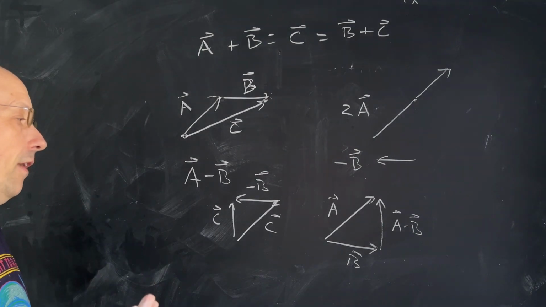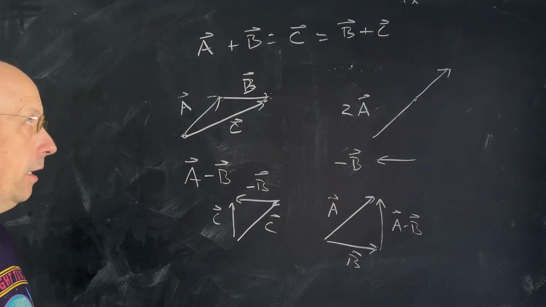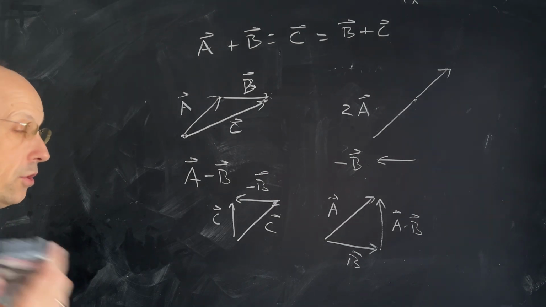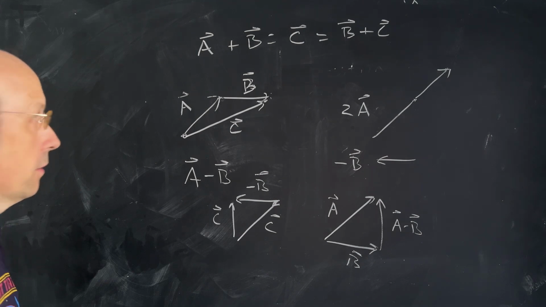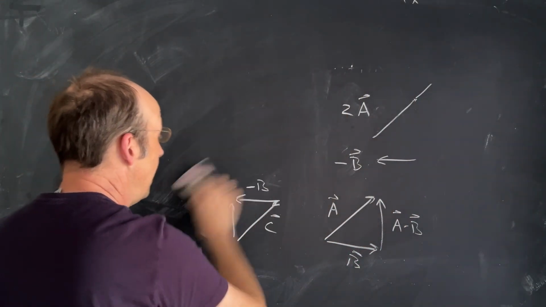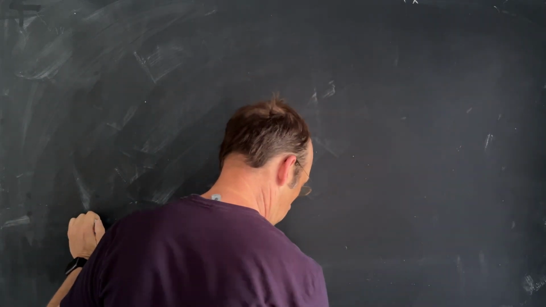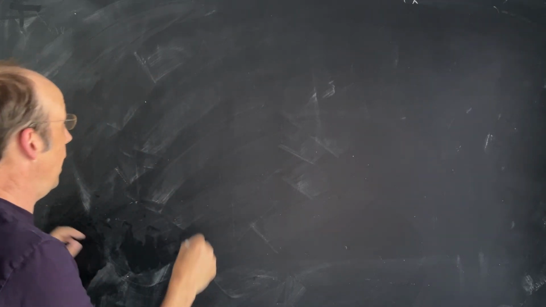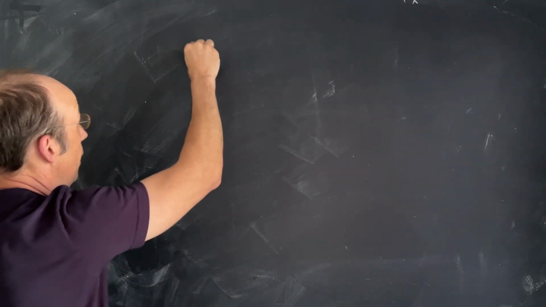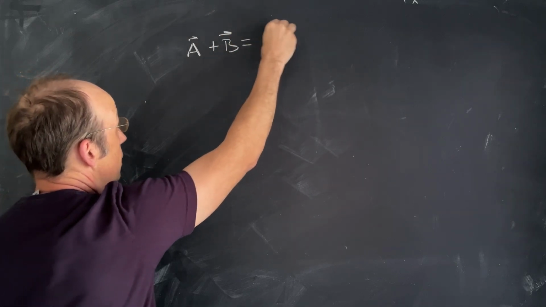But like I said, if you want to find the magnitude of a vector, it's kind of complicated. So there's another way to do this that makes more sense. And this is called adding vectors by breaking them into components. This is the component method of vectors. So imagine that I have two vectors again. I'm going to do this, A plus B equals C.